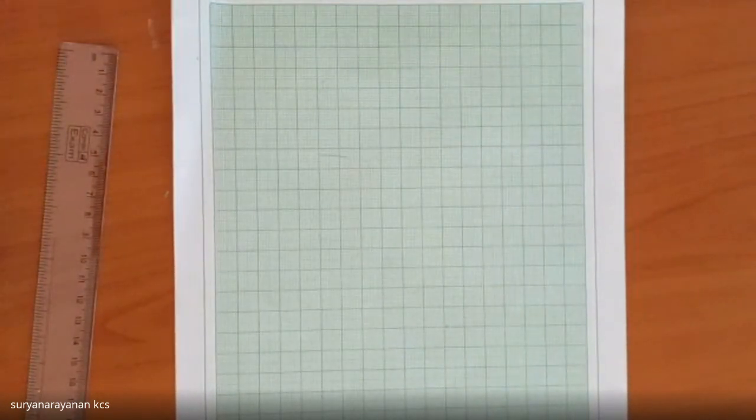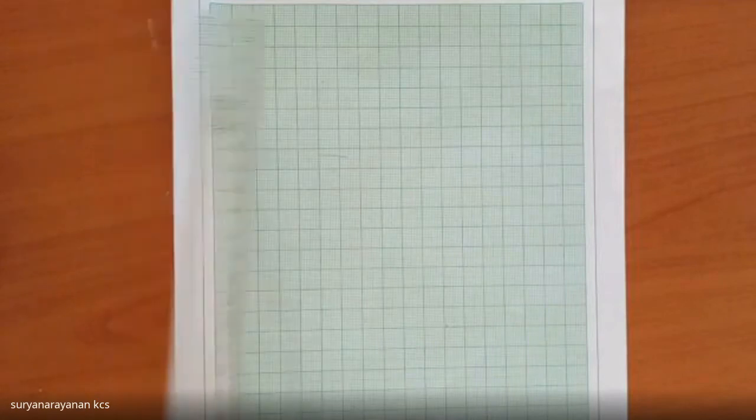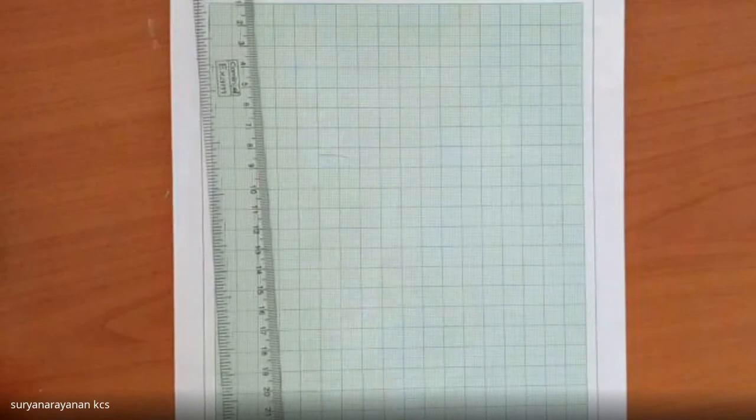Are you ready with your graph sheets? Now take your scale. What is the first step we have discussed to plot the points? We have to draw two mutually perpendicular lines. So in this graph sheet, draw them horizontally and vertically. One is horizontal and one is vertical.